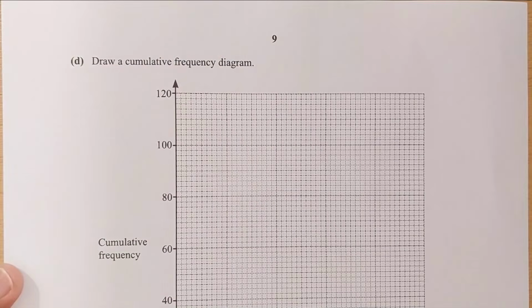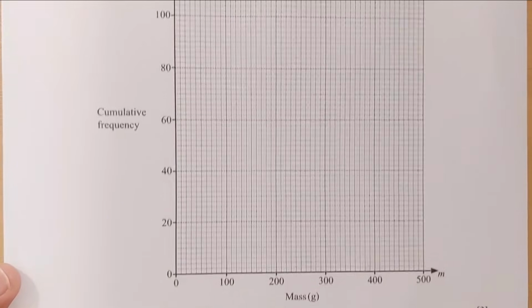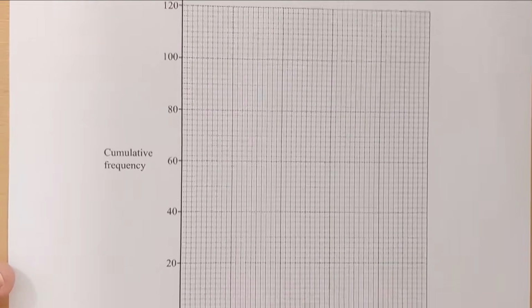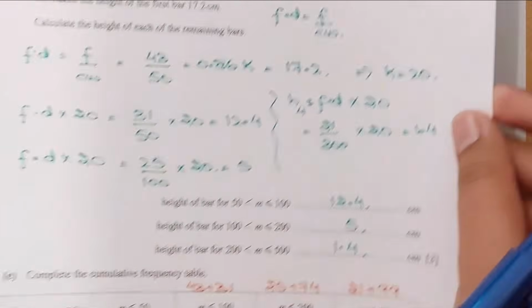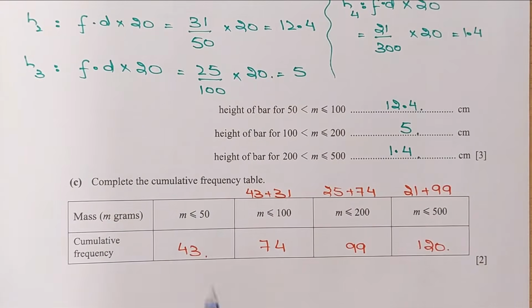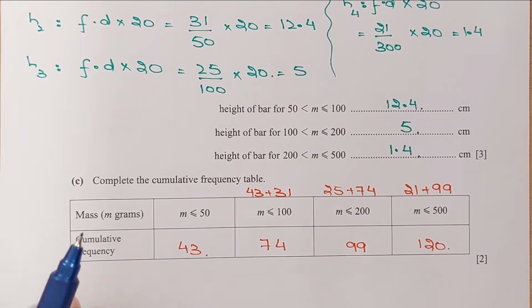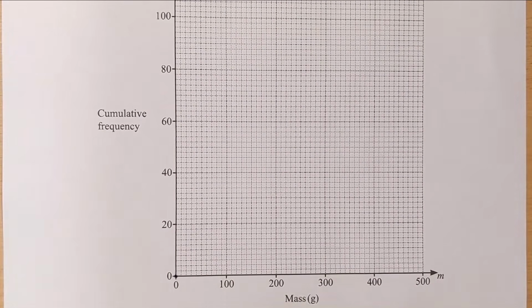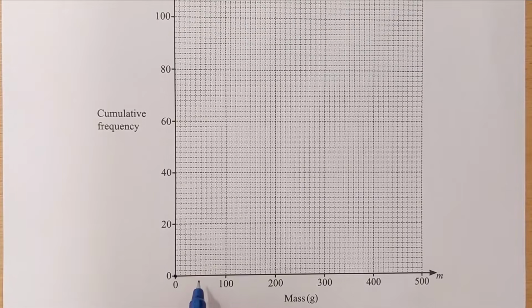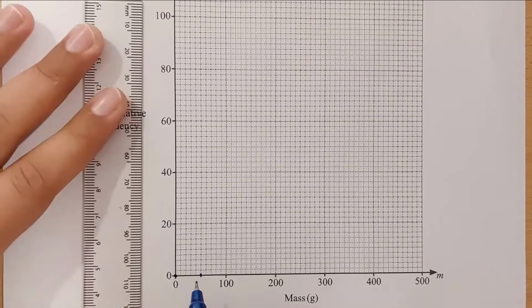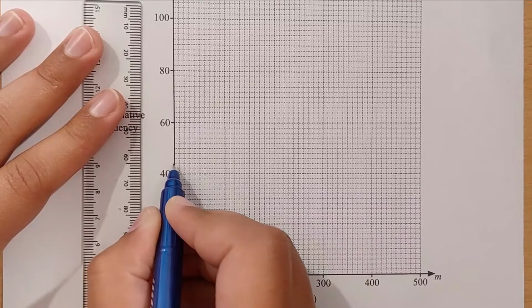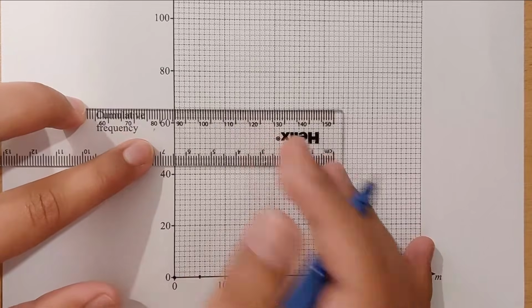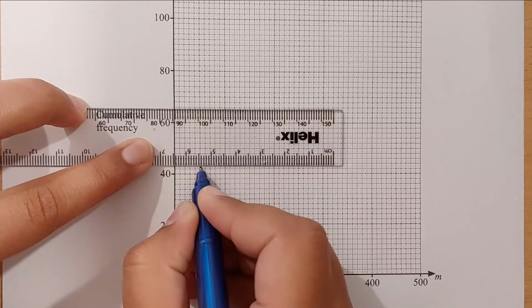Now for part D, draw a cumulative frequency diagram. We are given the masses m grams on the horizontal axis and cumulative frequency on the vertical axis. We did the table in part C. When the mass is less than or equal to 50, it is 43. At 0, it is 0. And for 50, in the middle of 0 and 100, we have 43 over here. So this is the point for 50.